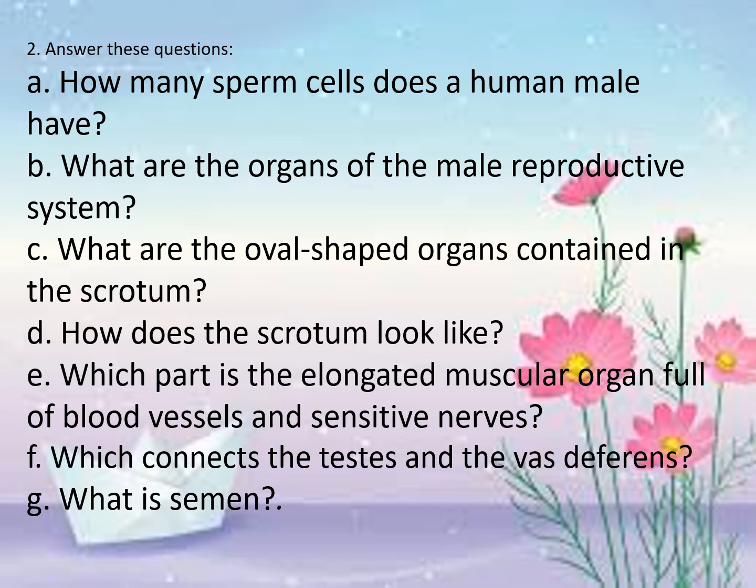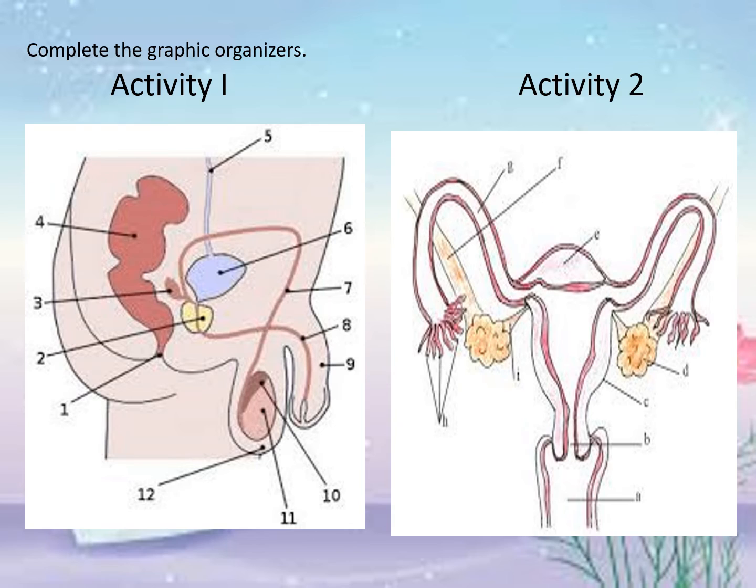How many sperm cells does a human male have? What are the organs of the male reproductive system? What are the oval-shaped organs contained in the scrotum? How does the scrotum look? Which part is the elongated muscular organ full of blood vessels and sensitive nerves? Which connects the testes and the vas deferens? What is semen? Okay, activity 1 and 2.